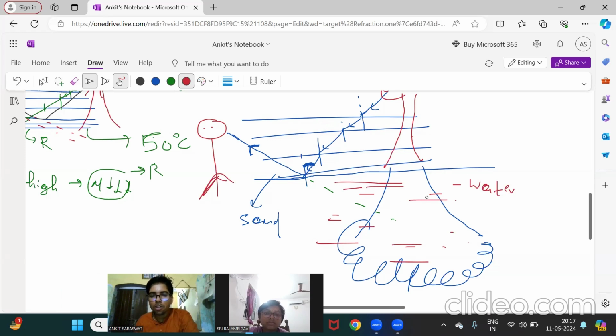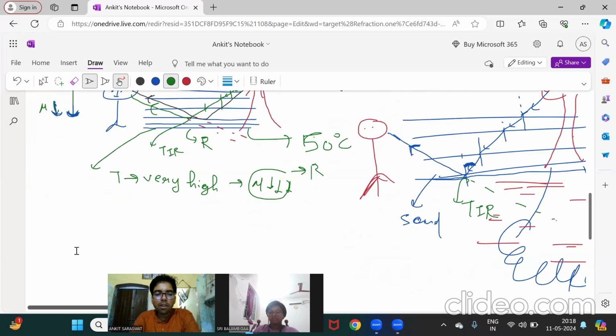When he touches, he finds this is an illusion. This is mirage. There is no water. He is looking, this is happening. Why in desert is this happening? Because of TIR. At this point, TIR happens. So mirage. Mirage mainly you will find in the desert area or where temperature is very, very high.